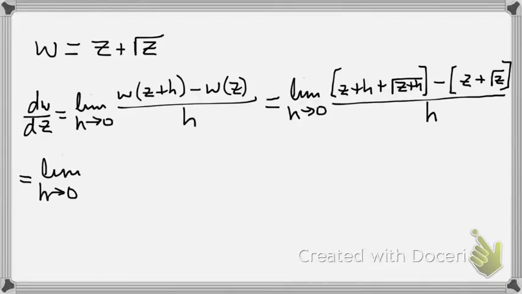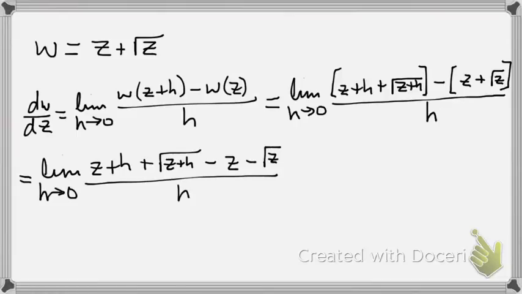So limit as h approaches 0. All right. Not a whole lot of multiplying out to be done here. We just have z plus h plus the square root of z plus h minus z minus the square root of z, all over h. It didn't clean up very nice, right? But something does happen here. We do get z minus z, which cancels out. We're all about the slaughter, right?